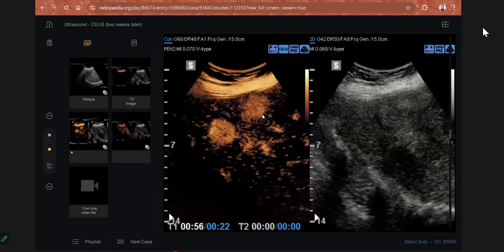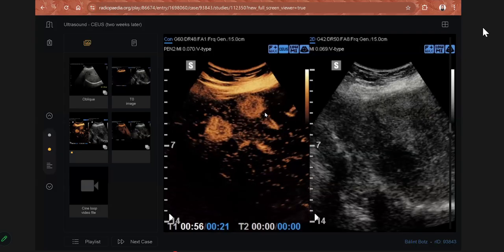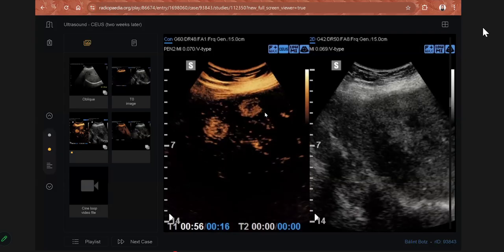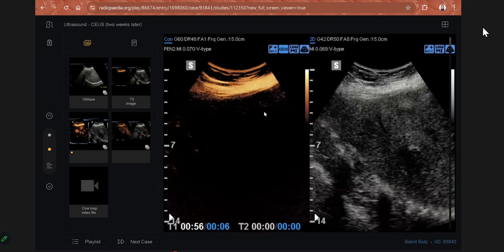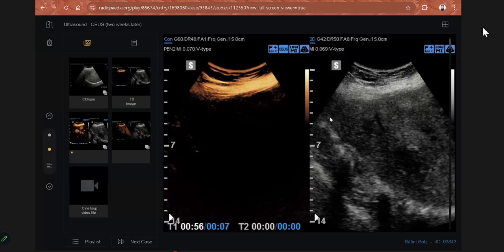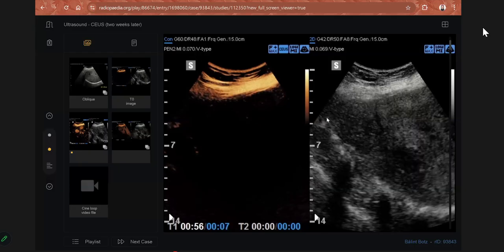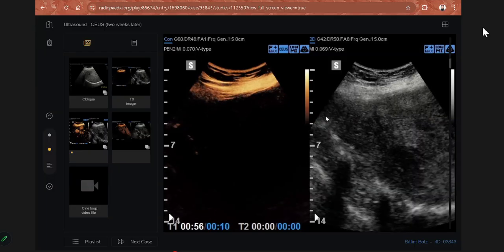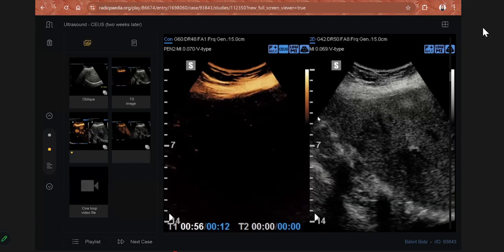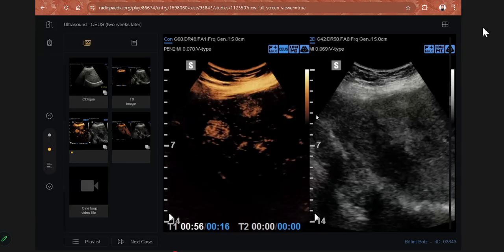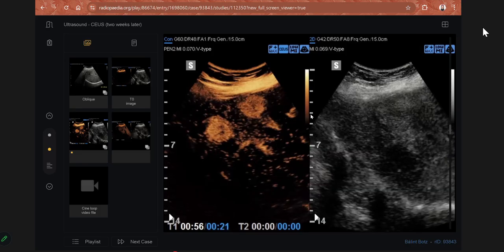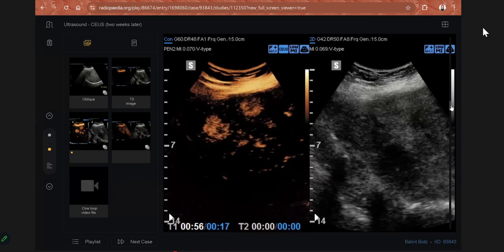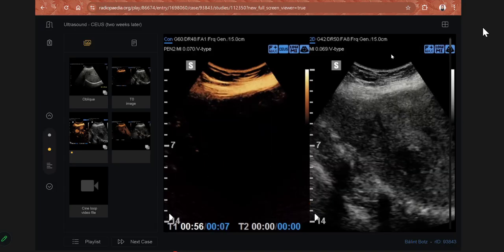Okay, I'm just giving you... So what is the study? This is, I think, a gray scale on the left side of ultrasound, and on the right side, I think it's elastography. No. So this is a contrast enhanced ultrasound study. Okay. Now you can scroll and tell me the finding.